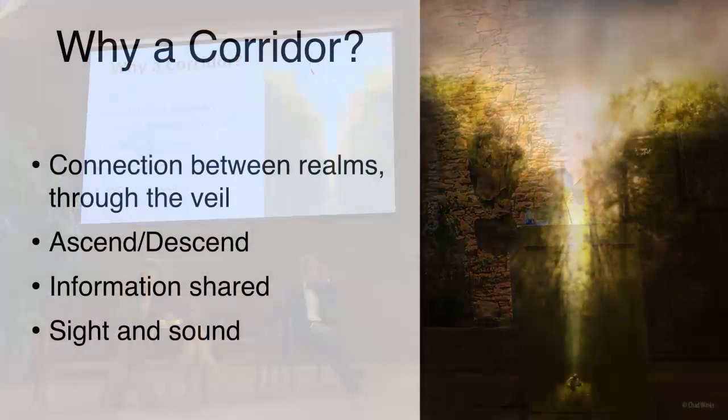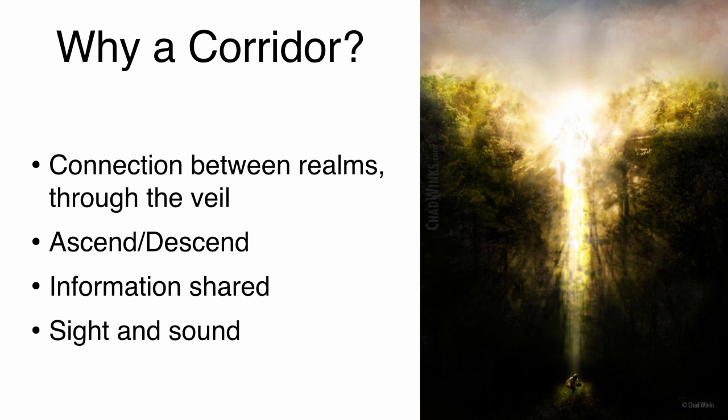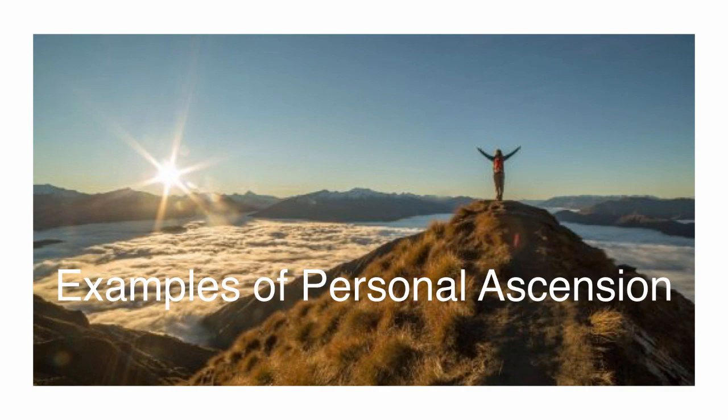Part of the reason for a corridor, then, is so that beings can either ascend or descend. Also, information is shared. You can see things through this corridor. Sight and sound are shared. And this is all well documented in the Book of Mormon. So let's go to some examples in the Book of Mormon of personal ascension. We'll start with Lehi.